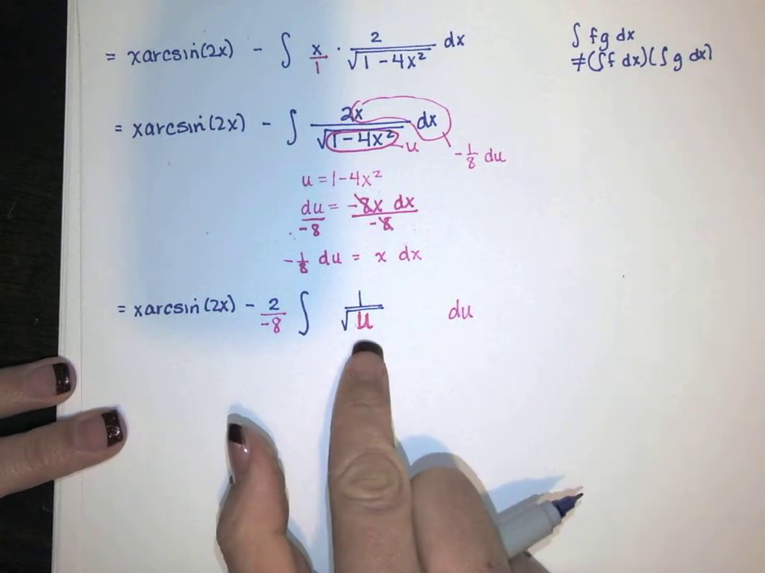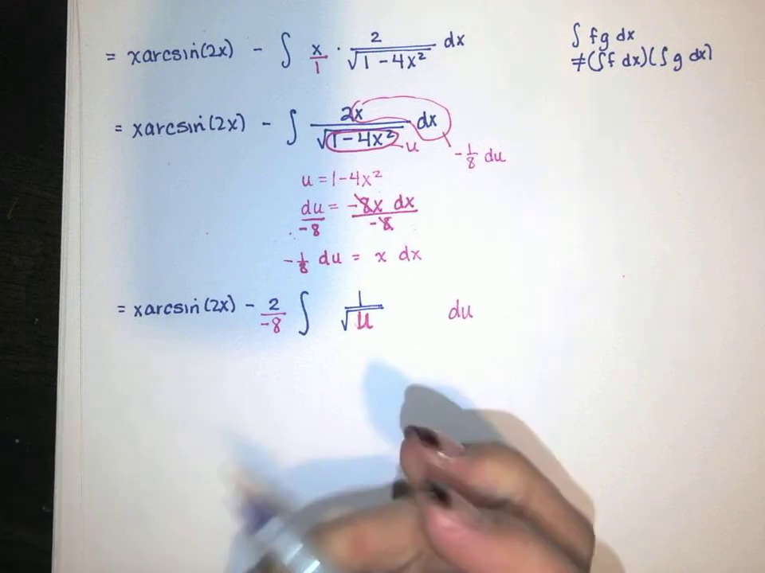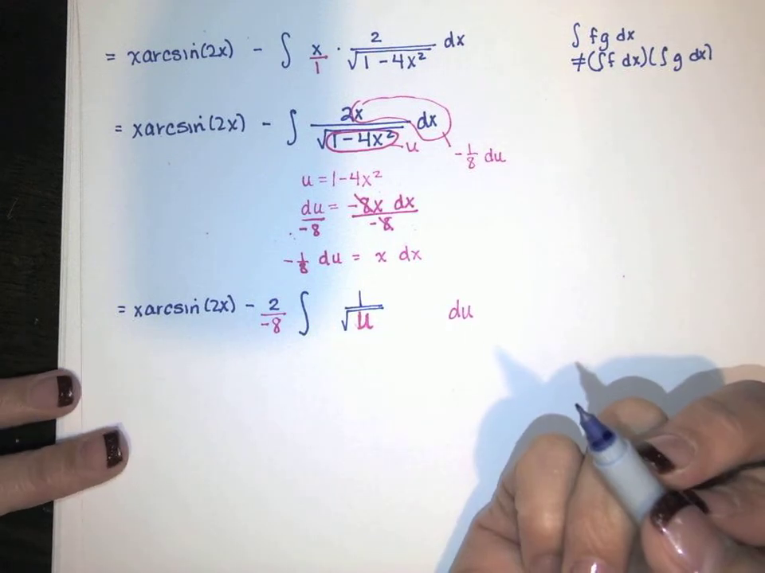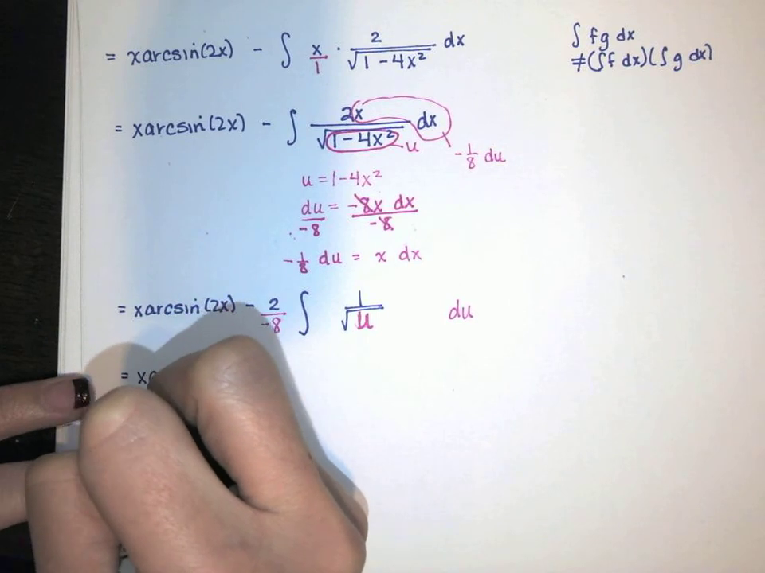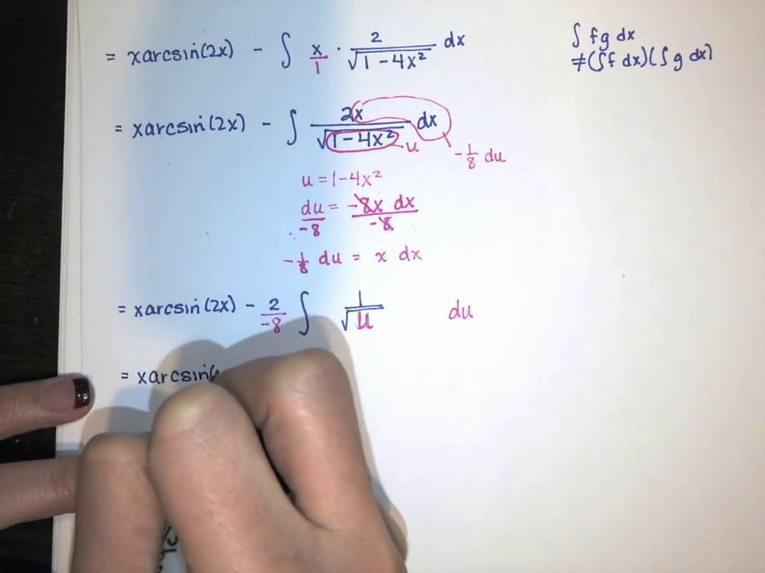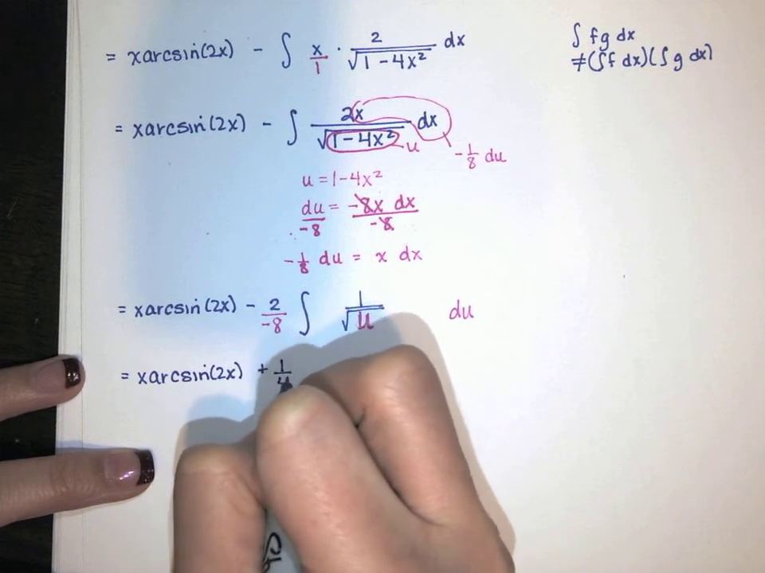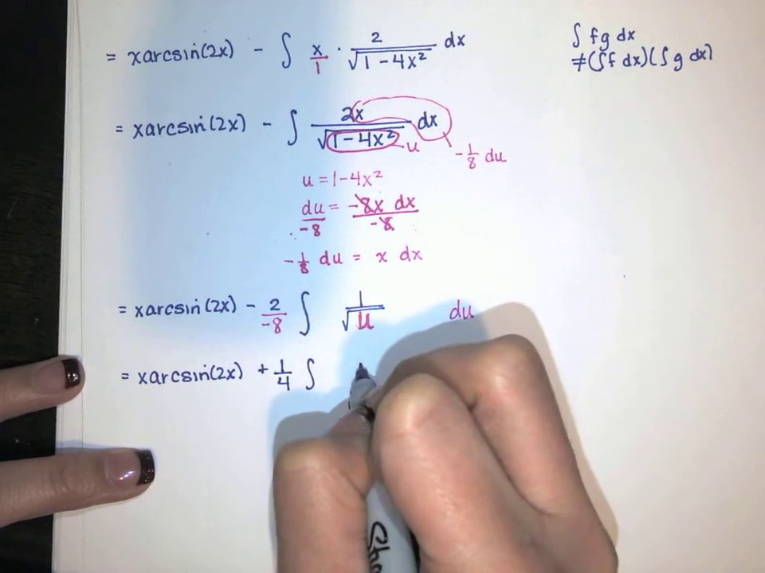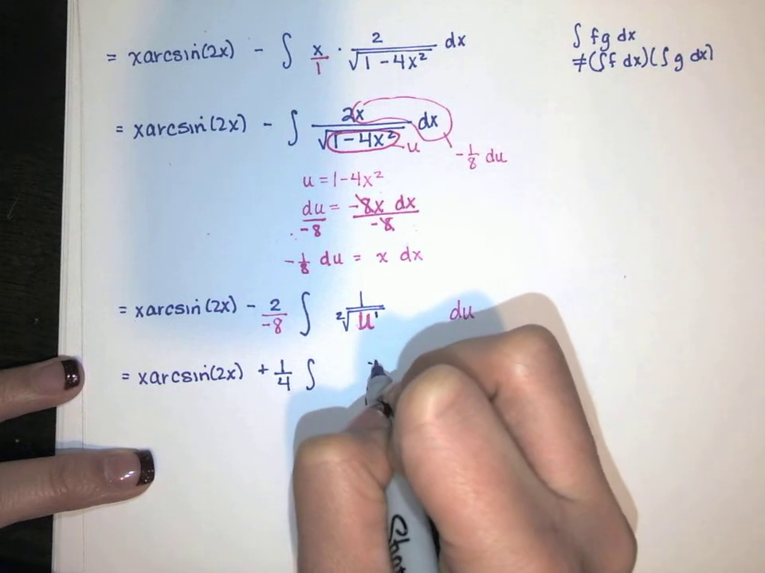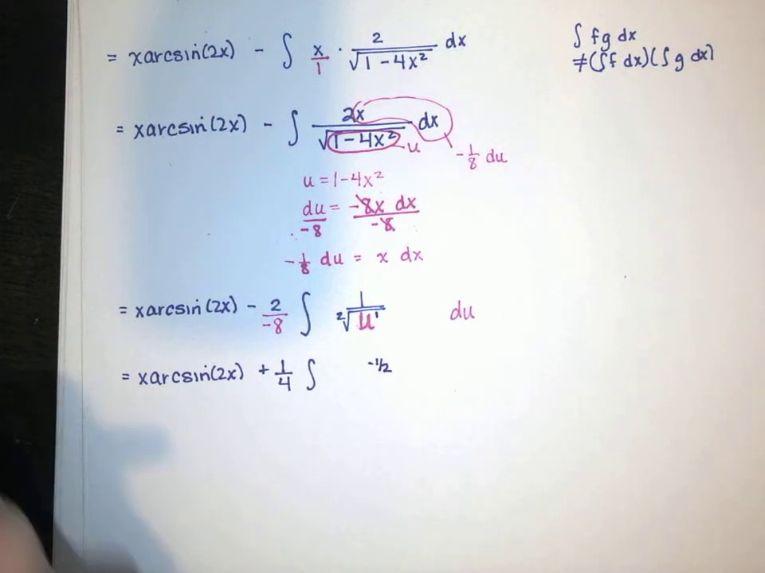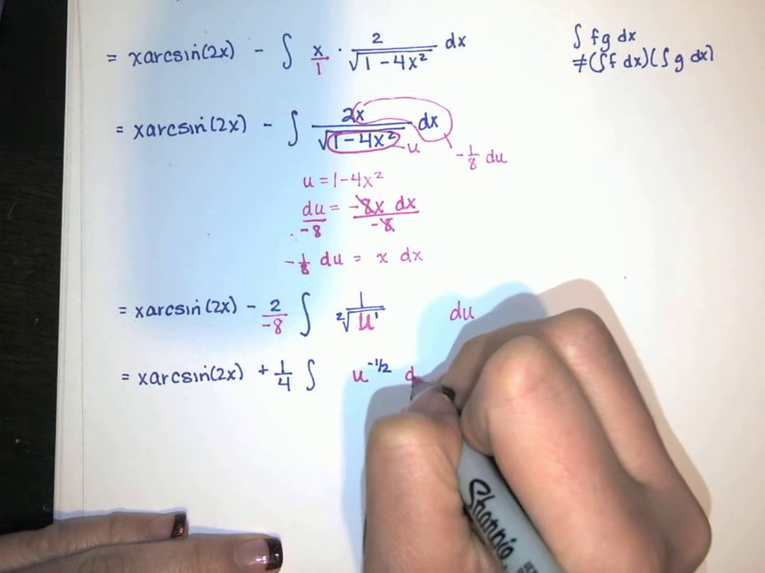Then I ask myself, do I have a rule for that? Well, not in its current form, but if I rewrite it as u to some power, I'll be able to use the power rule. So we've got x arc sine of 2x. Negative 2 divided by negative 8 is positive 1/4. And then this is a u to the 1/2 power in the denominator. So that's u to the negative 1/2 power times du.